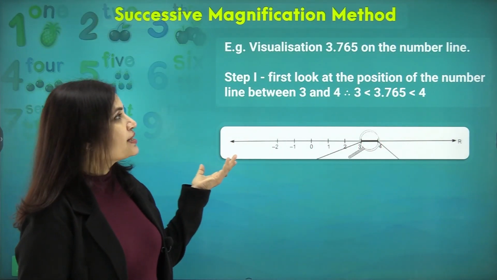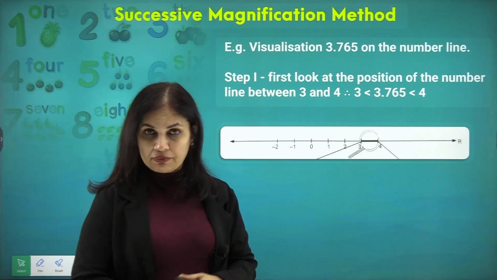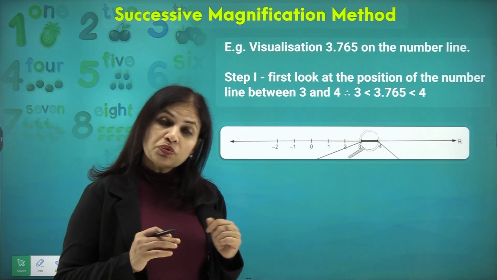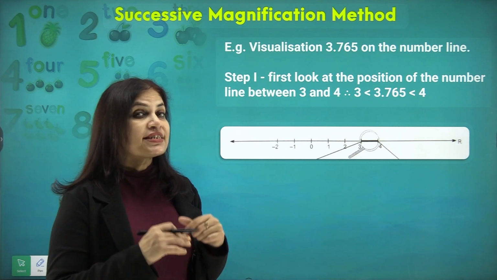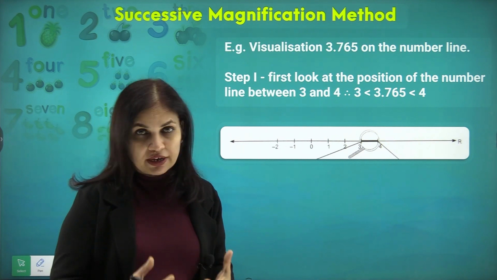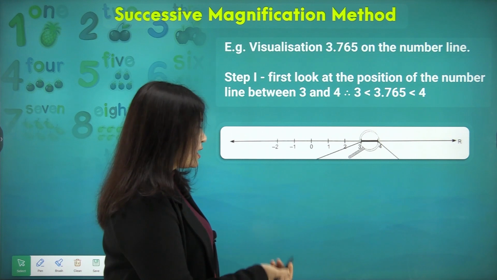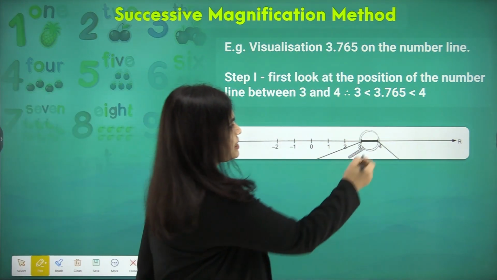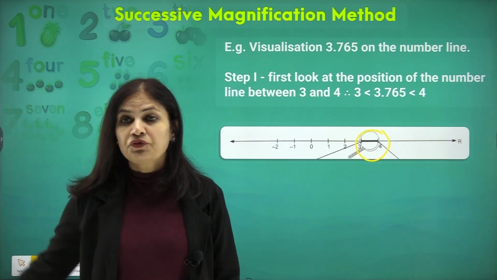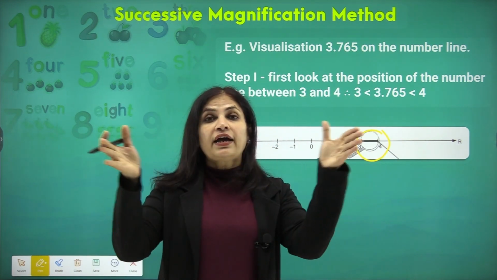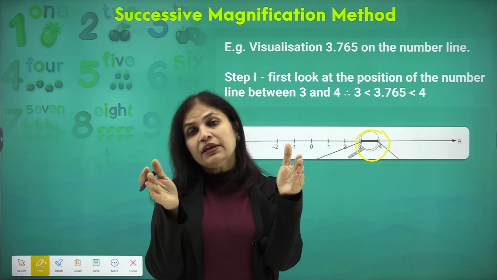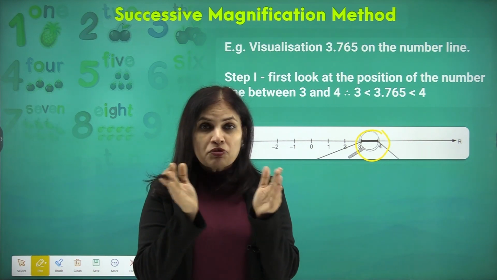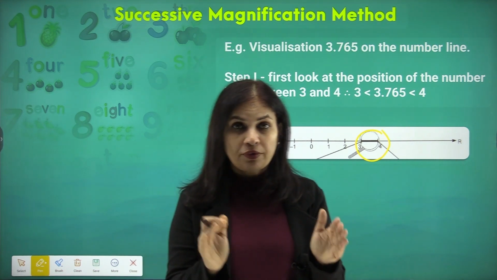Suppose we have to visualize 3.765 on the number line. Very clear, 3.765 lies between two integers 3 and 4. But exactly where? For that we need to magnify the number line. So, as we can see in the diagram, 3.765 lies between 3 and 4. But exactly where? For that I need to expand that portion of the number line lying between 3 and 4. In other words, I need to magnify the portion between 3 and 4.